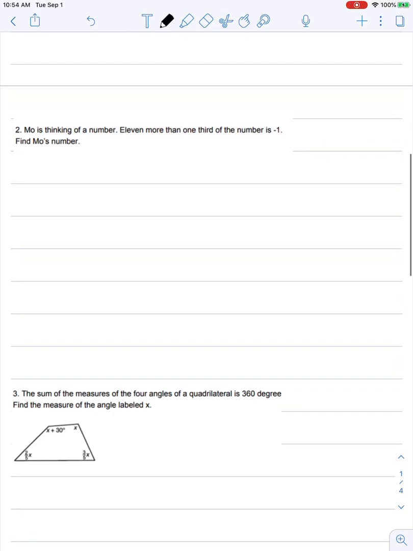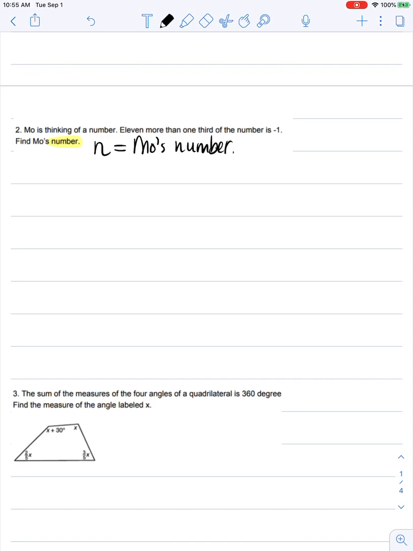Number 2, first I'm going to read it and see what variable I need to use. Mo is thinking of a number. 11 more than 1/3 of the number is negative 1. Find Mo's number. So again, this is talking about a number, so I'm going to use the variable n. And I forgot to do this in the last one, but we want to write what it represents. So n equals Mo's number. So we've identified our variable.